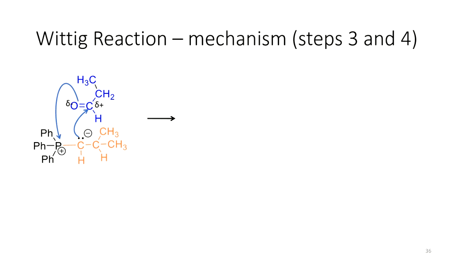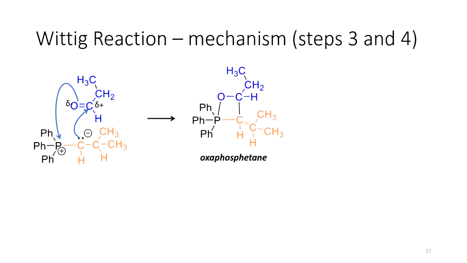In breaking this carbon-oxygen bond, the electrons that used to be in this pi bond are now being donated by the oxygen to phosphorus, and we now have an oxygen-phosphorus bond. We form our oxaphosphatane again, and we note that all of this side of the molecule is going to end up in our product, and this side of the molecule is going to be waste material. It's going to be a byproduct.